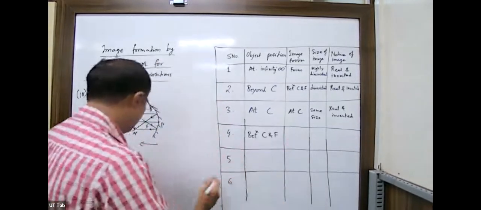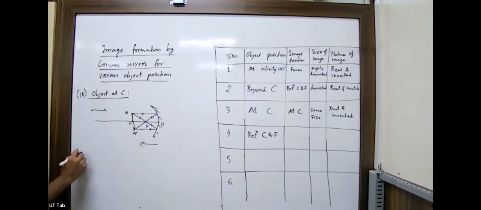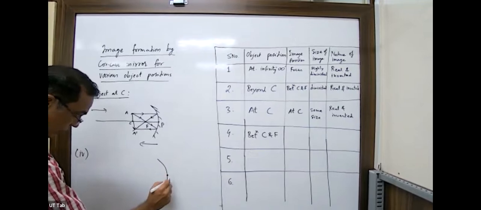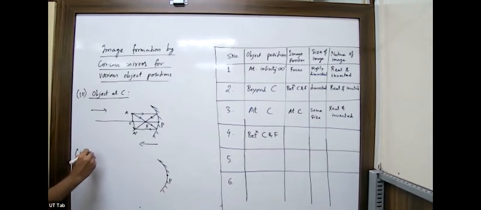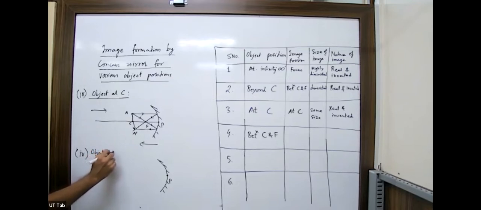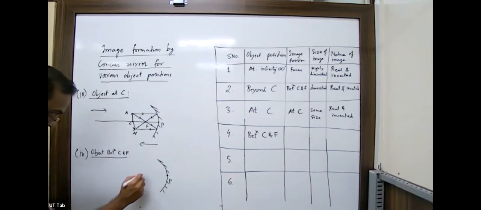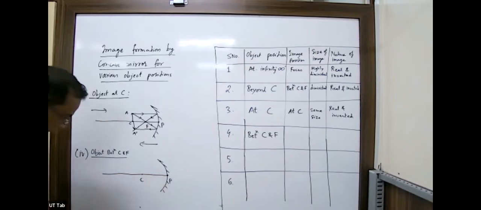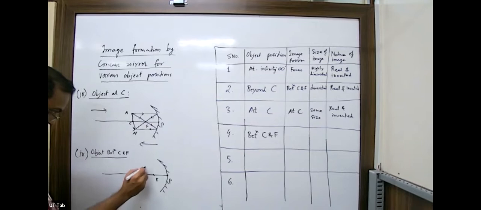So beyond C we have seen that. Now the fourth. What is the object position? Object between C and F. So then you have C, now the principal axis, and F here. So object between C and F.